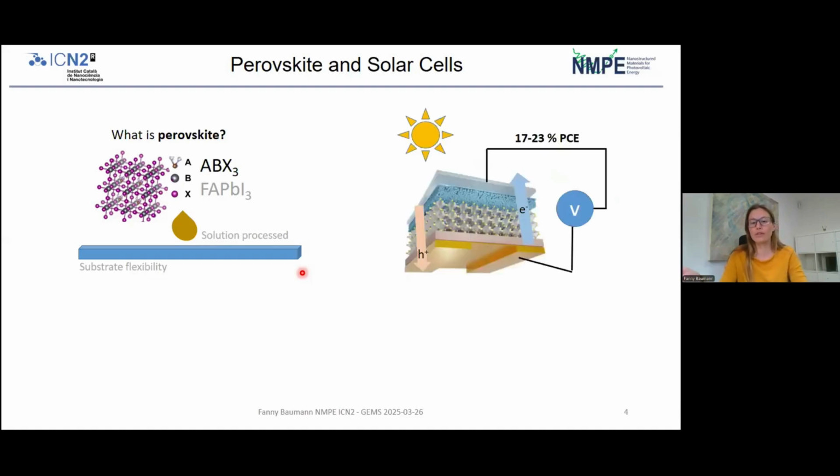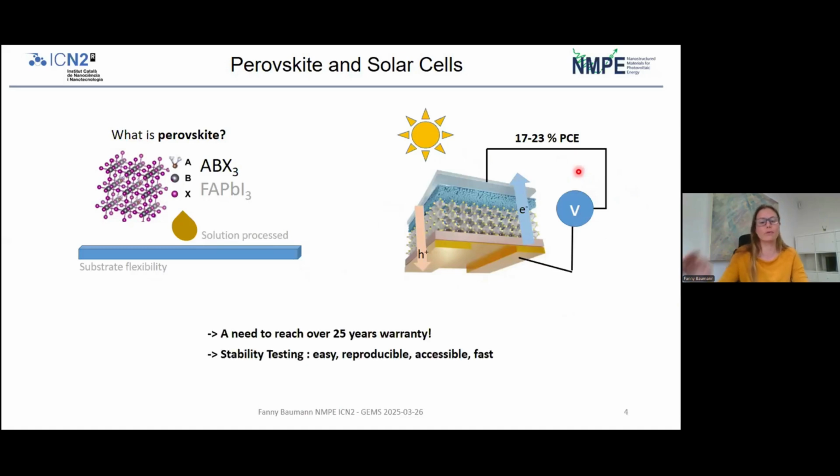In our laboratories, we consistently have efficiency between 17 and 23% power conversion efficiency. And I want to mention that this is especially with stability in mind, as that is our main focus, because we believe that there's a big need to reach the 25 years warranty mark for the lifetime of perovskite solar cells as soon as possible.